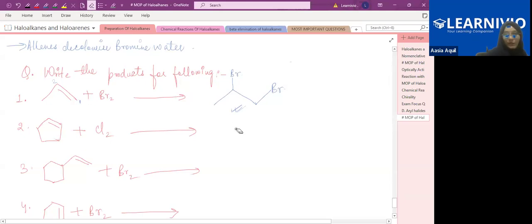Yes, Rimda, tell me the second one. What will be the product here? Suppose this is the first carbon and second carbon. Yes, Rimda, I'm asking you. Ma'am, it's supposed to be in first and second position? Yes. Okay, so we will place the chlorine in the first as well as on the second position. So this will be your product.